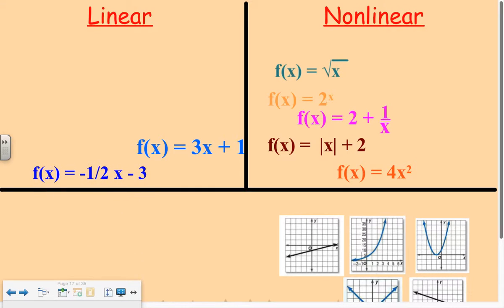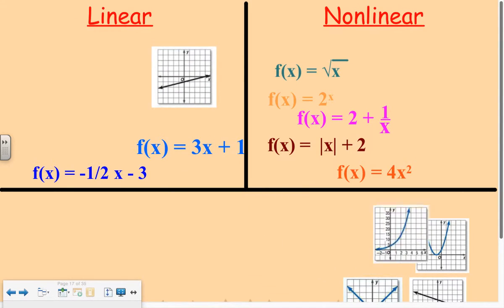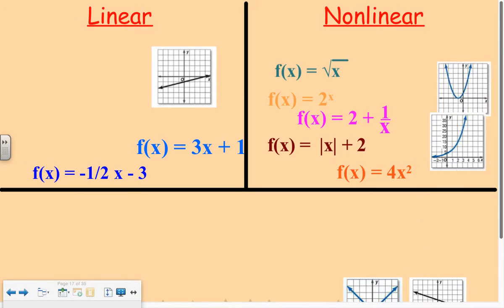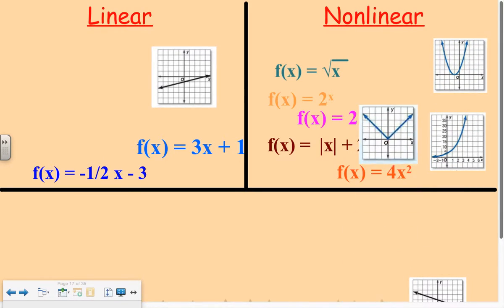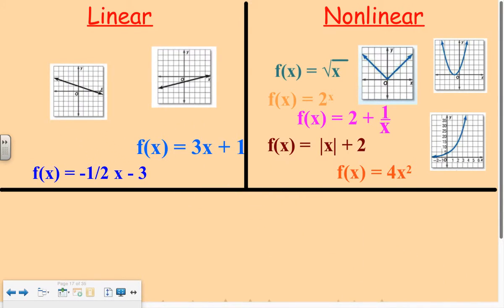Let's look at our graphs. Graphs are easier to determine linear and nonlinear. This one's a straight line, so I can go over here. This one is not a straight line. Not a straight line. Not a straight line. Straight line.